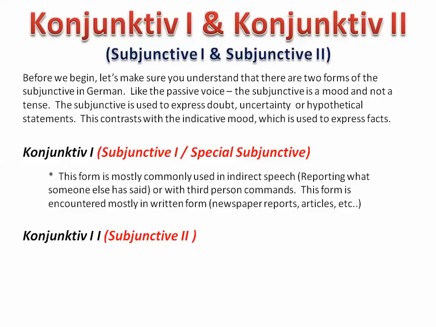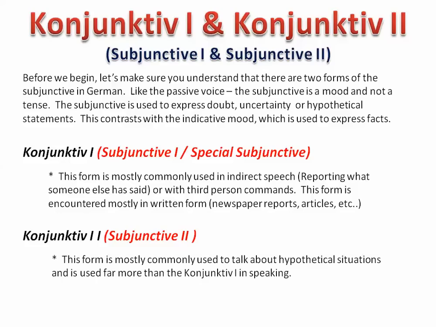The subjunctive I is the form most commonly used in indirect speech, and it's what we're going to talk about in this video today. In other words, it's reporting what someone else has said, so you will see this form mostly in written German, in newspapers and articles. The subjunctive II, however, is the form that Germans use most when talking about hypothetical situations or to express doubt or uncertainty about things. So it's used far more than subjunctive I in speaking. Okay, so those are the major differences.